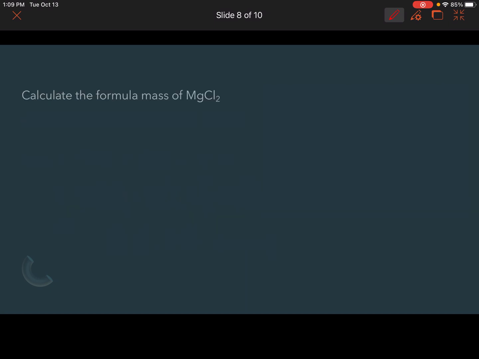Now, I'm going to try this one on your own here. So calculate the formula mass of magnesium chloride. So for this one, you're going to calculate it exactly the same way. You're just calling it formula mass instead of molecular mass. So the formula mass is going to be equal to 1 atom of magnesium plus 2 chlorines. So we've got the magnesium, which is going to be 24.3, plus 2 times the chlorine, which is 35.5, and we're just going to add those together then. So 24.3 plus 2 times 35.5, and so we get an answer of 95.3, and the unit, atomic mass units.